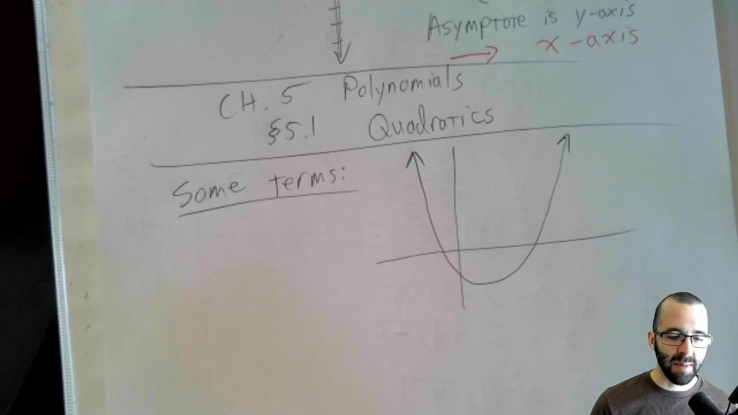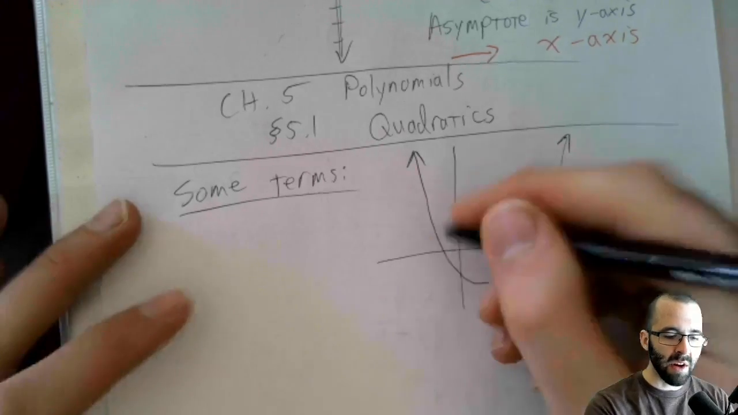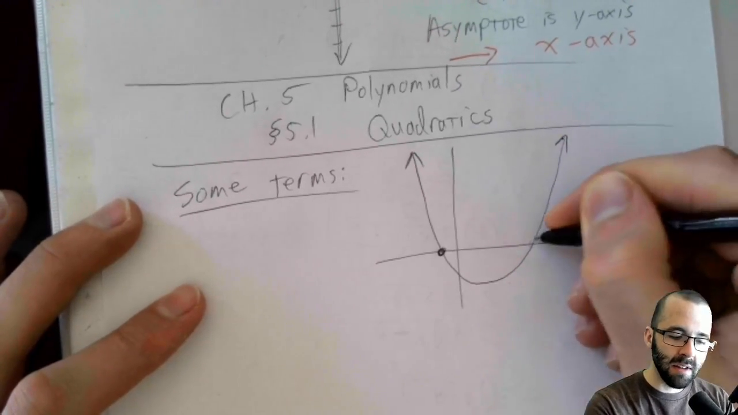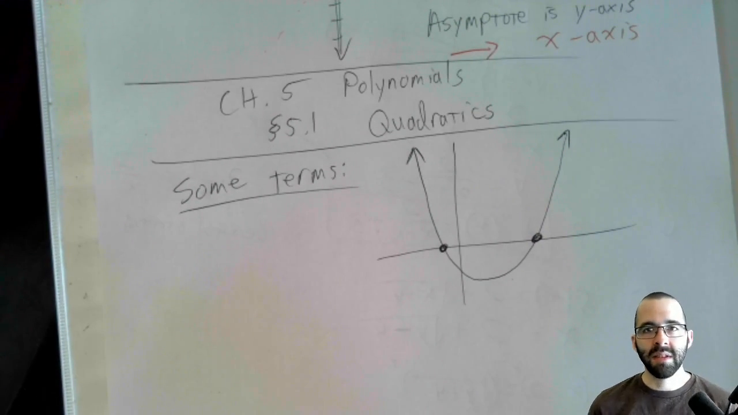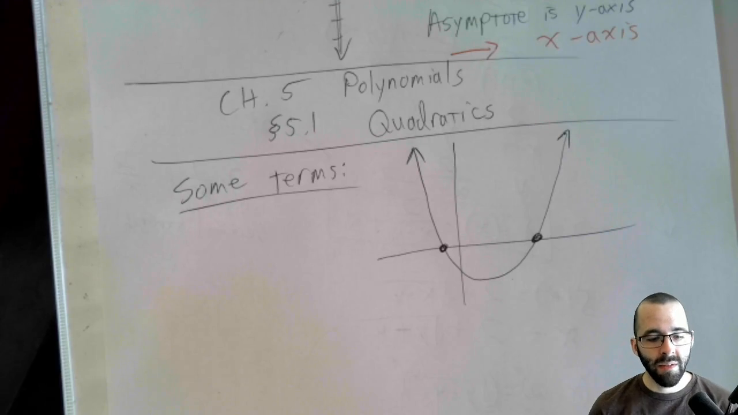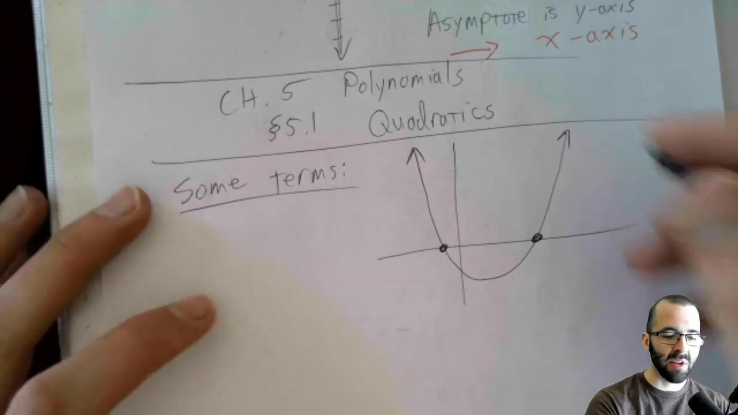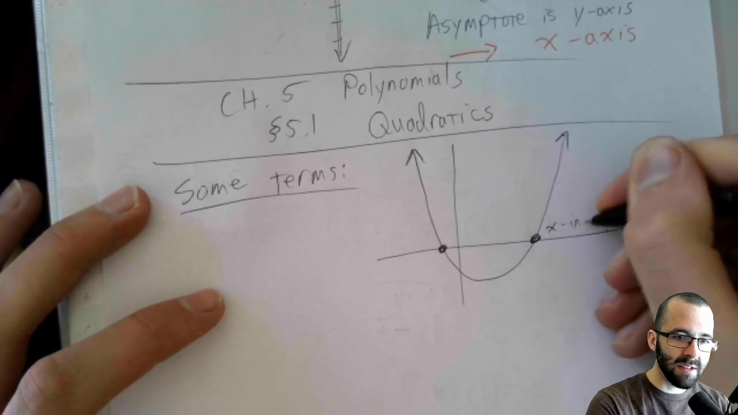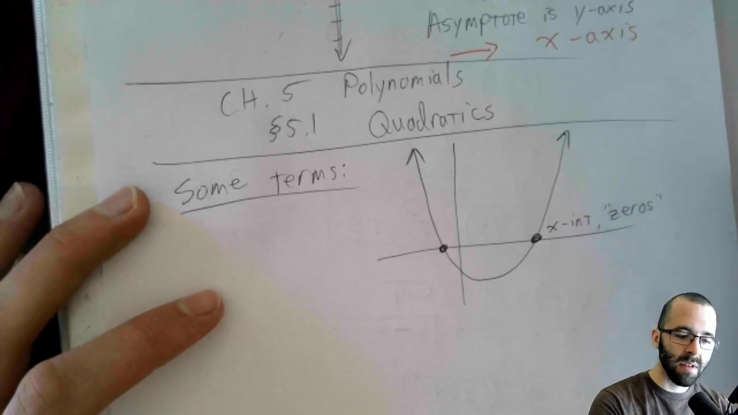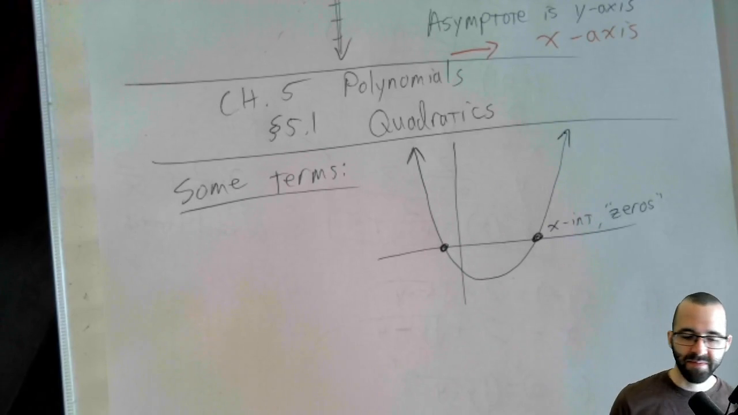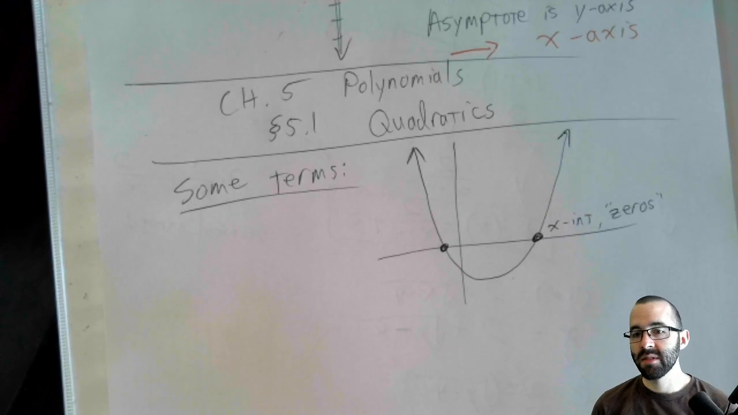There are some few things about this that we have to know. So, we already talked about what these are called. Right, these two points are the x-intercepts, the zeros. There are other terms for these as well, right? This is x-intercept, also known as the zeros. They have a couple different names. And we know how to find those.